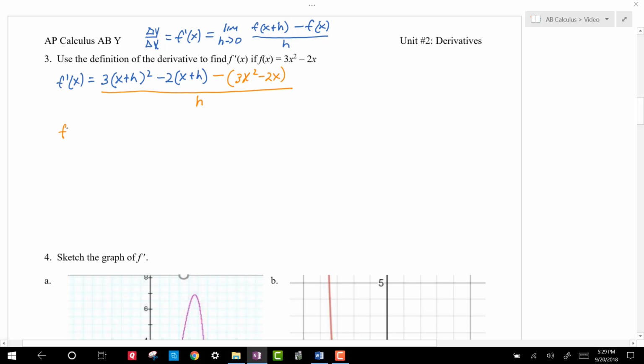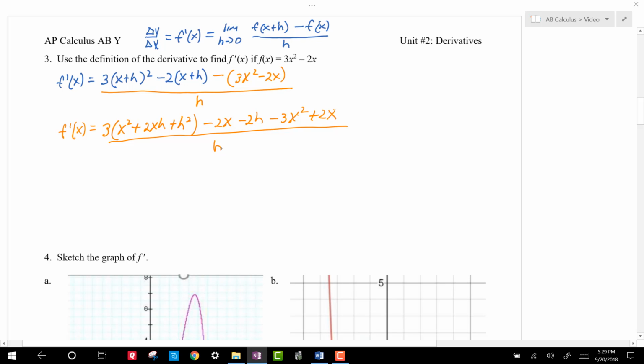So we've done enough of these at this point. For f prime of x, I'm going to go ahead and just FOIL out x plus h. So this is going to be 3 times (x squared plus 2xh plus h squared). All right? We'll go ahead and distribute the negative. That's going to be minus 2x minus 2h, minus 3x squared plus 2x in the numerator, all over h still.